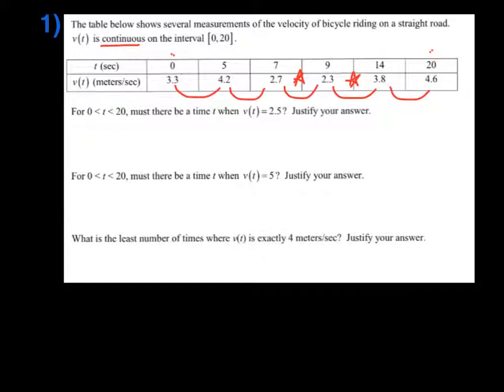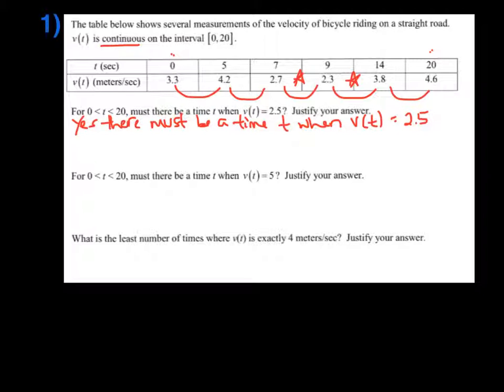Okay, so here's how we're going to say it. Yes, there must be a time t when v of t is equal to 2.5. So we have to actually answer the question, and did you notice what I did? I just literally copied the question back. It's like an elementary school tactic, right? I just copied back exactly what they said. Now this justify your answer, here's where we're going to get into saying why we know it and where is the location.